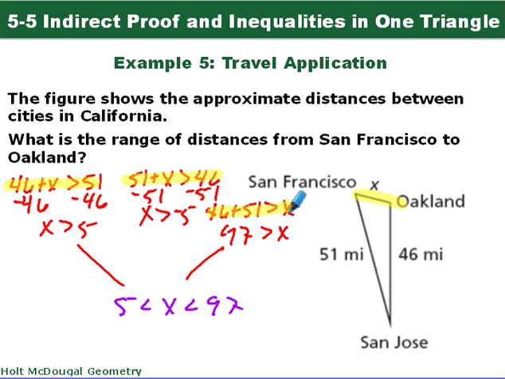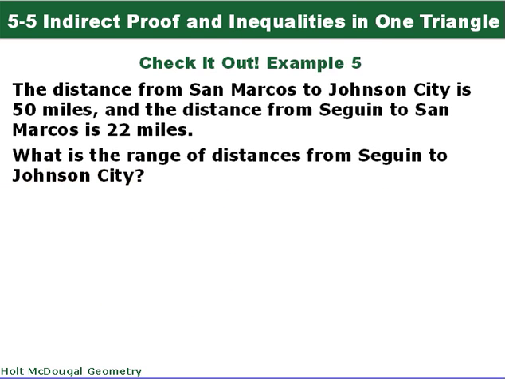I solve for x and I get these 3 inequalities. Again, we cancel this one out because we can't have negative distance. That leaves us with x has to be greater than 5 and less than 97. And now it's your turn. You're going to find the distance from Seguin to Johnson City to San Marcos.